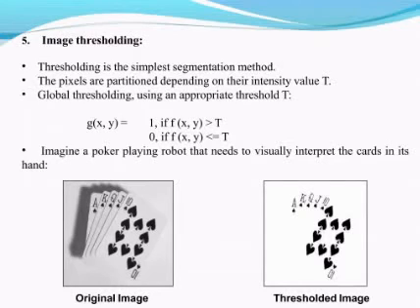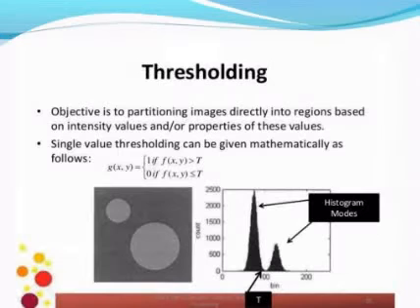Imagine a poker playing robot that needs to visually interpret the cards in its hand. The example is shown. Thresholding. The objective is partitioning images directly into regions based on intensity values and/or properties of these values.